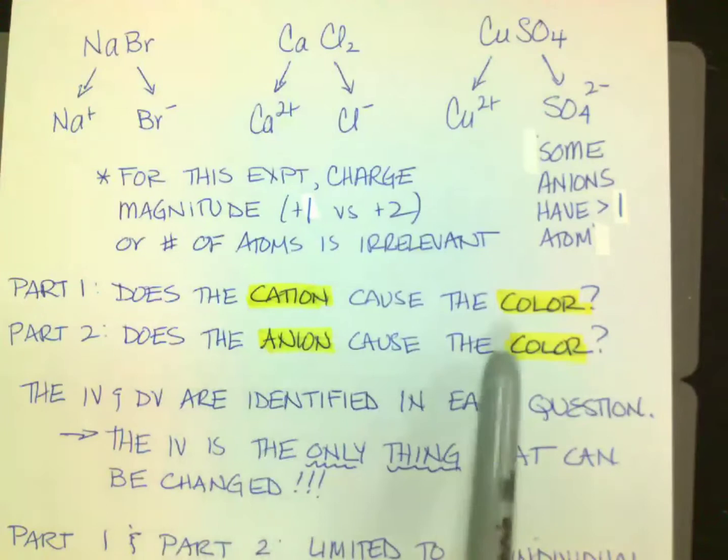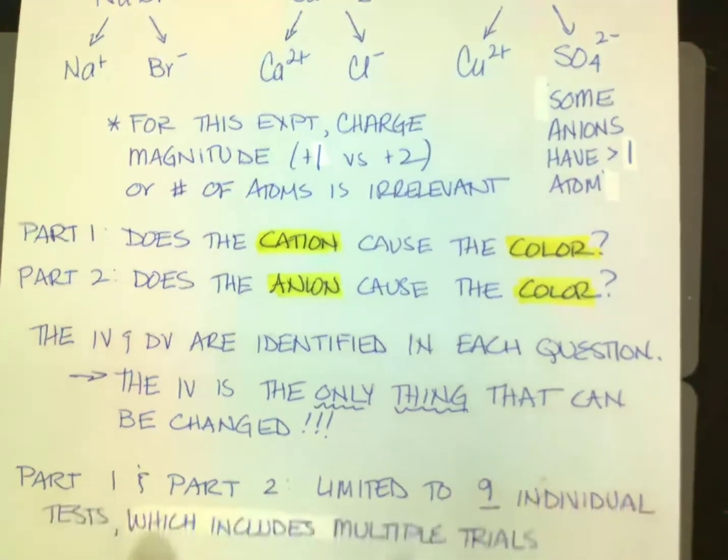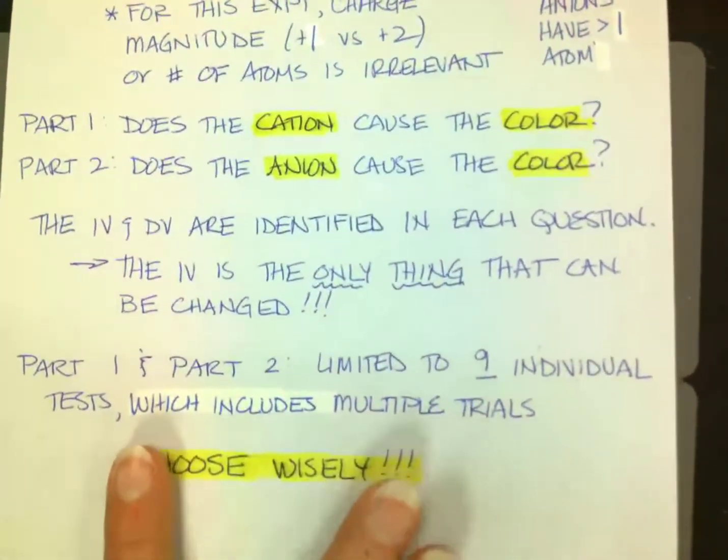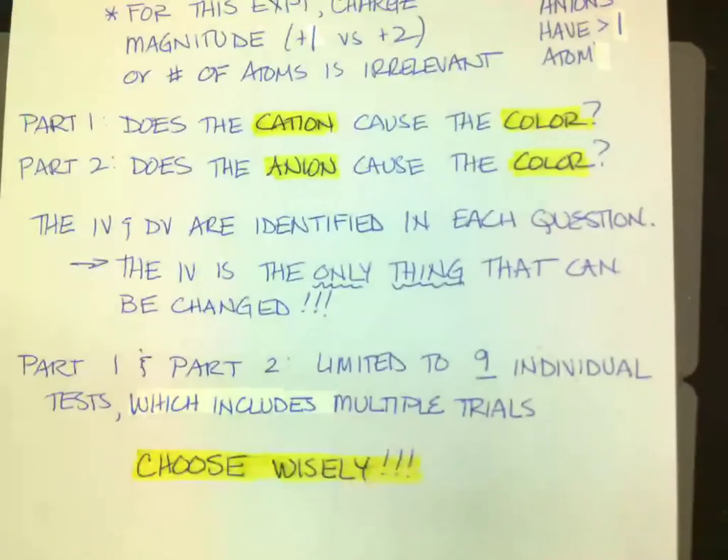So once you identify the independent variable and the dependent variable, you need to set up an experiment. You are going to test the independent variable only, and you are limited to 9 individual tests. You are limited to 9 splints dipping in the flame, and you need to make sure you include multiple trials. And remember, the minimum number of multiple trials is 3. So that should give you a hint on the number of chemicals you need to test.